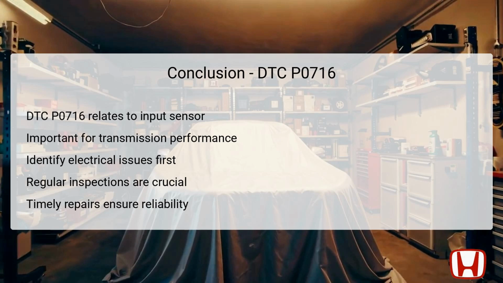In conclusion, DTC P0716 identifies a performance issue with the input shaft speed sensor, which plays a critical role in ensuring optimal transmission operation. Understanding that this code is linked to electrical circuit problems rather than mechanical failures is fundamental to effective troubleshooting. Identification of the underlying issues during the diagnostic process helps direct accurate repairs, thus improving vehicle performance and reliability.